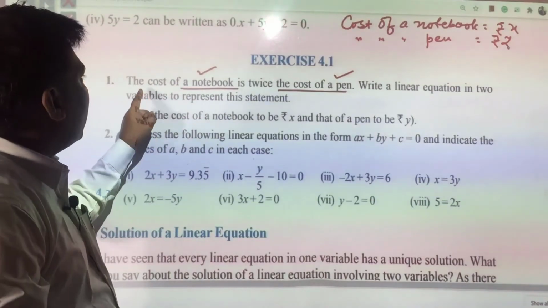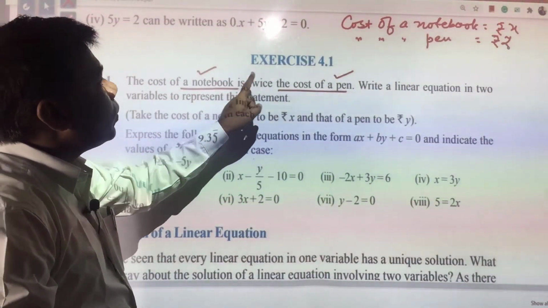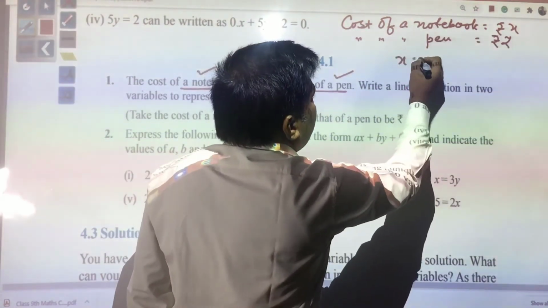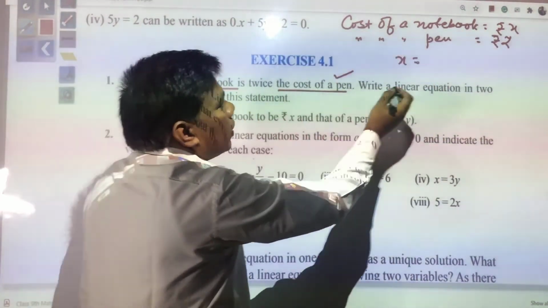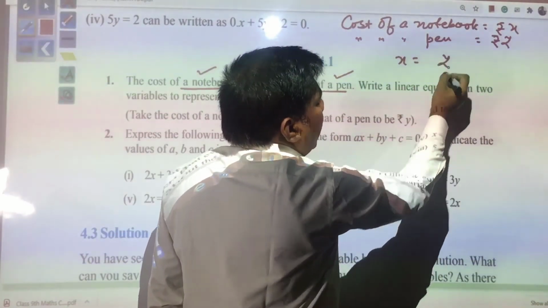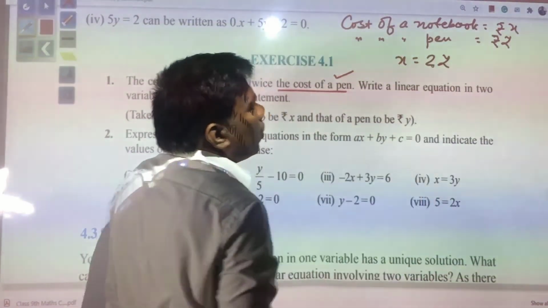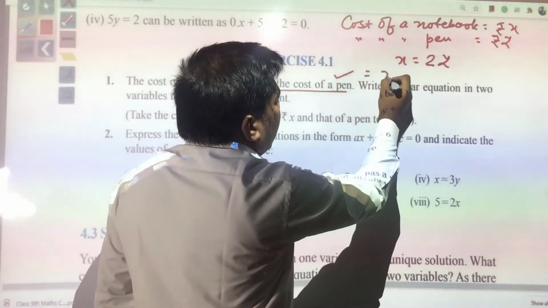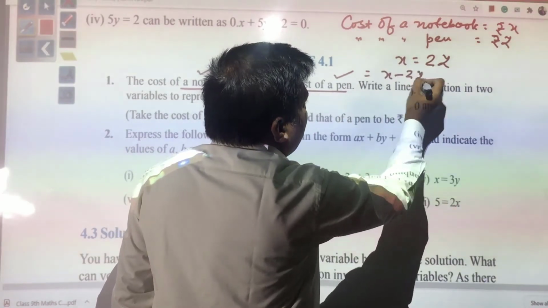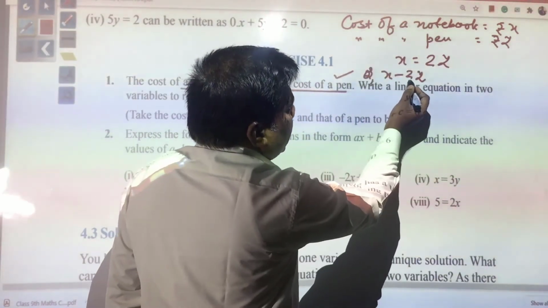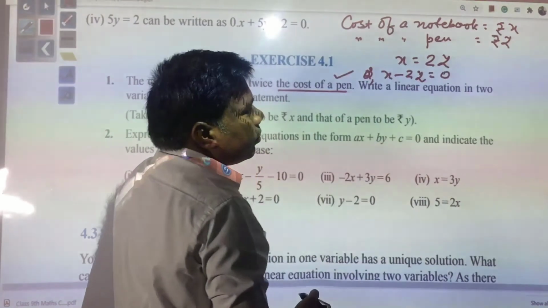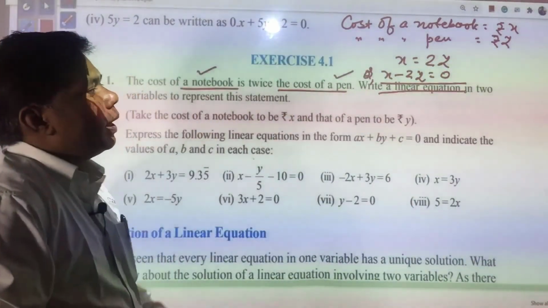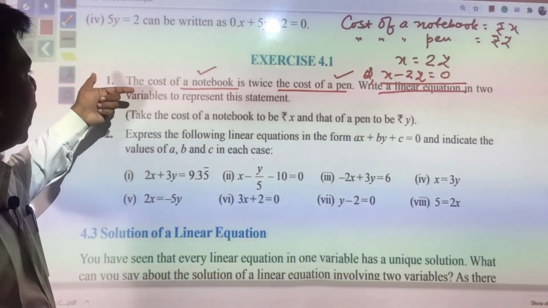Now, the condition is what? The cost of a notebook is twice the cost of a pen. The cost of notebook x is equal to twice the cost of pen. Cost of pen is y, so twice means 2 into y. So your equation will be formed: x minus 2y is equal to 0.